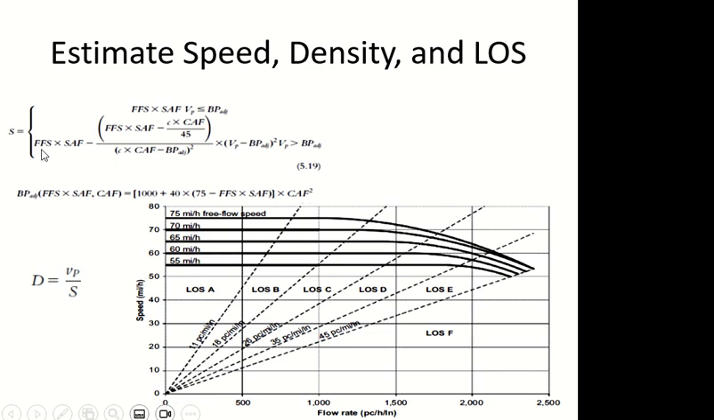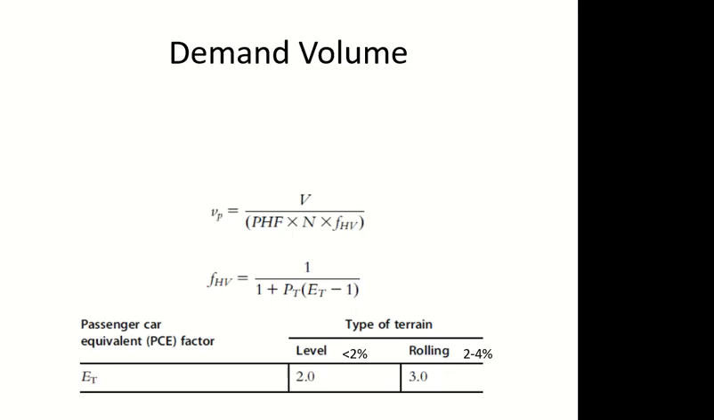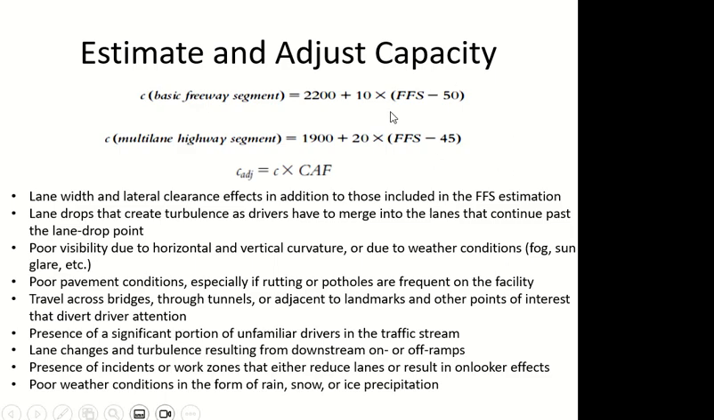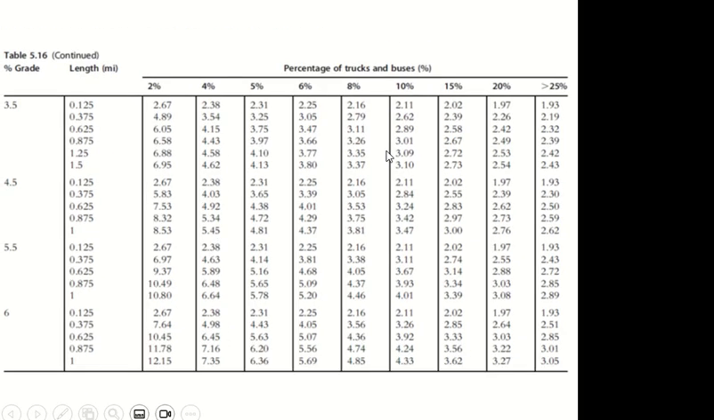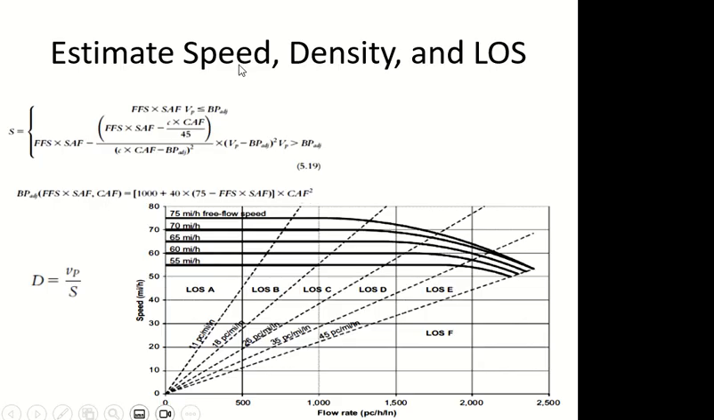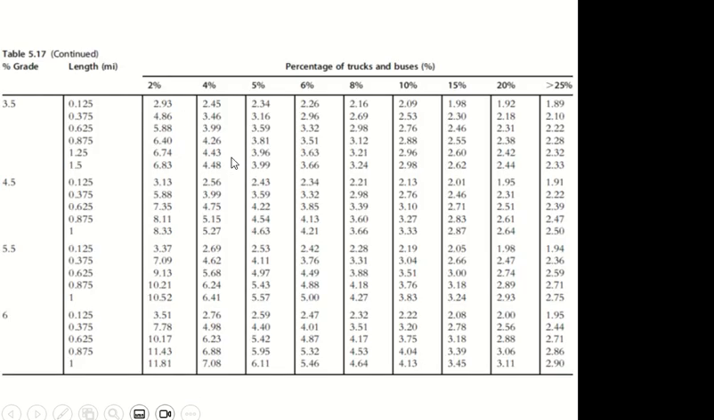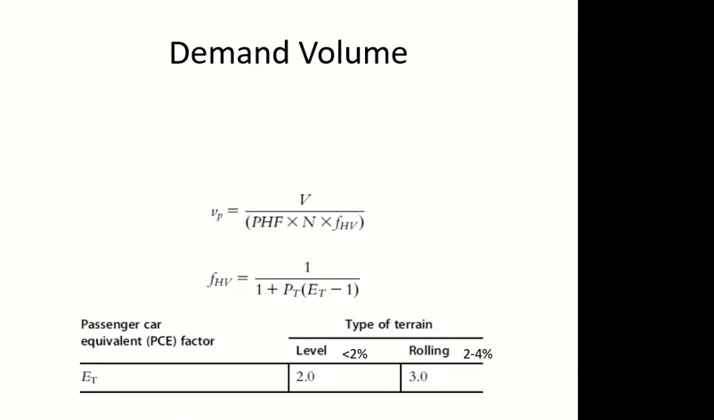So here we need the free flow speed itself, either measured or calculated. We need the speed adjustment factor, SAF. We need C, which is the capacity of the highway, from one of these equations. Then we need the flow rate, which comes from here.